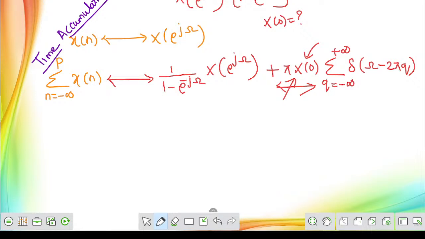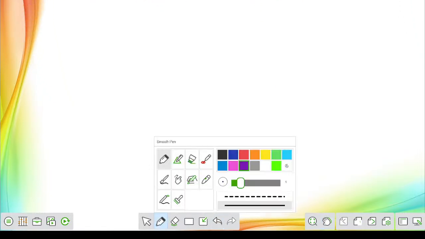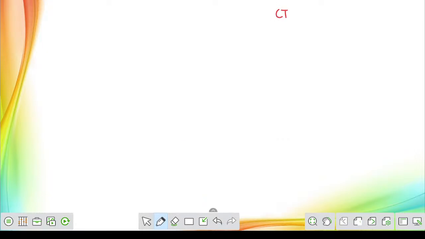The another most important property. Next we are going to enter Parseval theorem. So next what we are going to discuss here is Parseval theorem. So let us discuss about Parseval theorem. Sir, we have discussed about Parseval theorem. Let us discuss. See, continuous time Fourier series. When I was discussing about continuous time Fourier series, I wrote the formula for Parseval theorem.